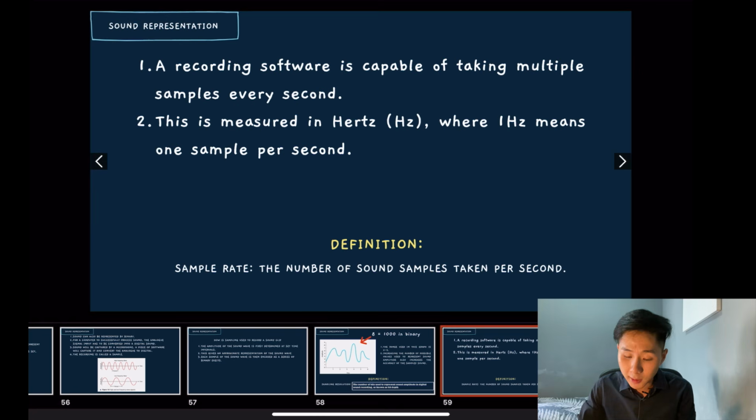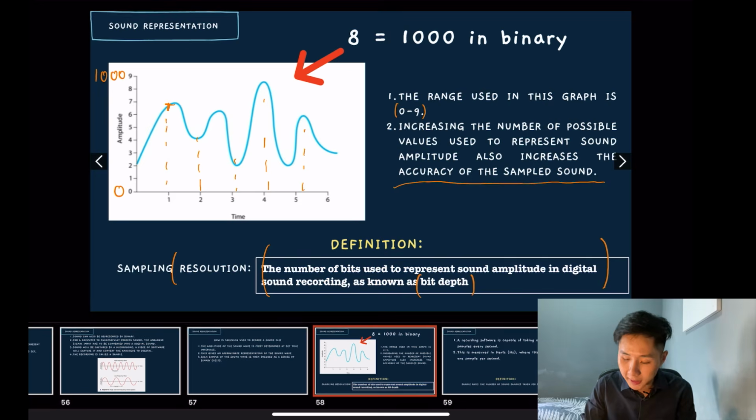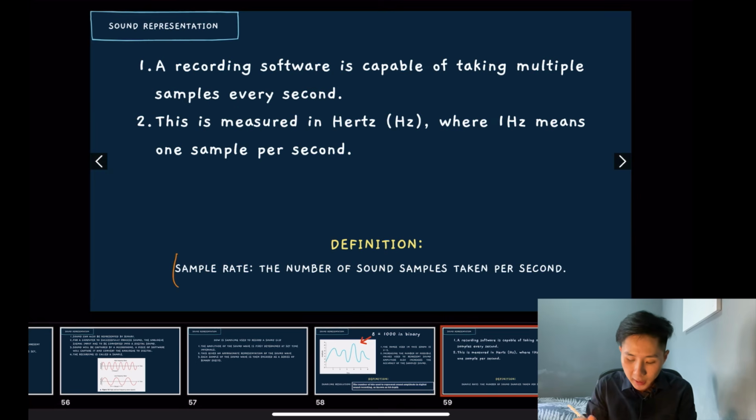And a recording software here is also capable of taking multiple samples every second. This is measured in hertz, where 1 hertz means 1 sample per second. All right, if I want 3 samples per second, it would be 3 hertz. So here's another definition called the sample rate, which is the number of sound samples taken per second. All right, so that's all about sound.